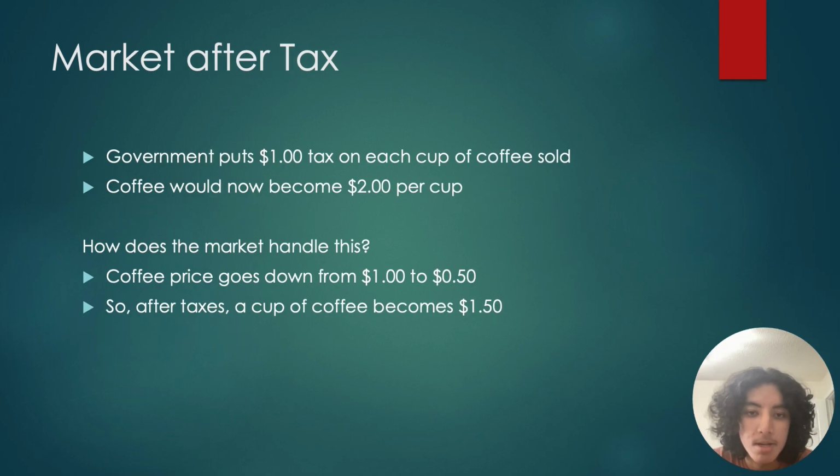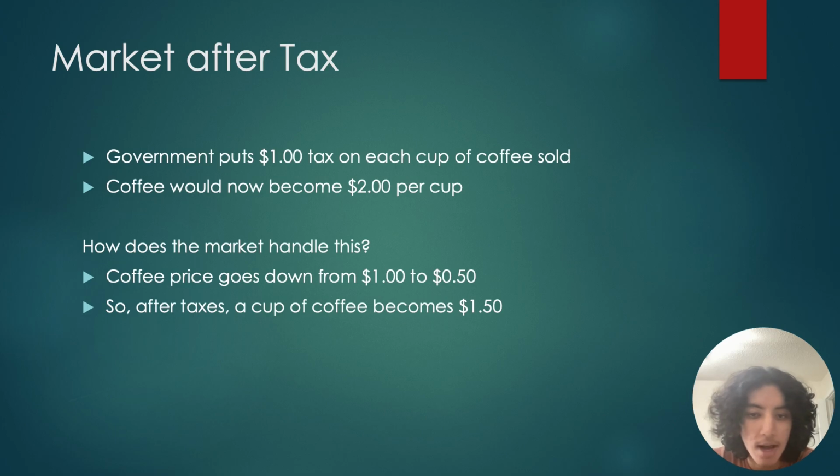Now, let's say the government decides to put a $1 tax on each cup of coffee that's being sold in the market. Now, this would increase the price of a coffee cup from $1 per cup to $2 a cup. Now, that can decrease the demand of coffee because now maybe people don't want to buy as much coffee since it's more expensive. So, how does the market handle this?